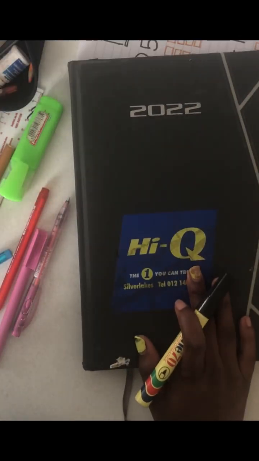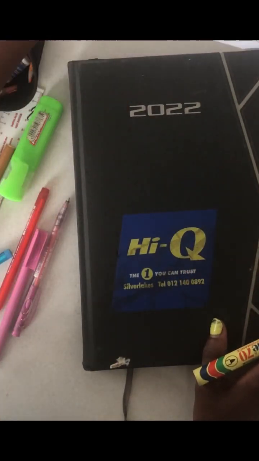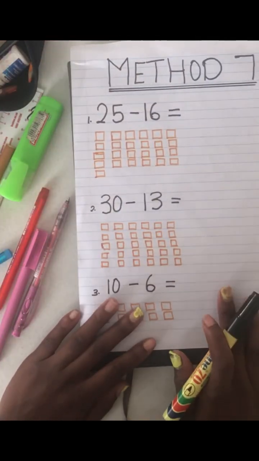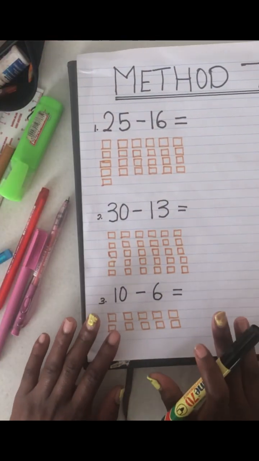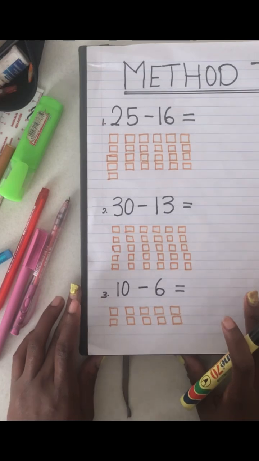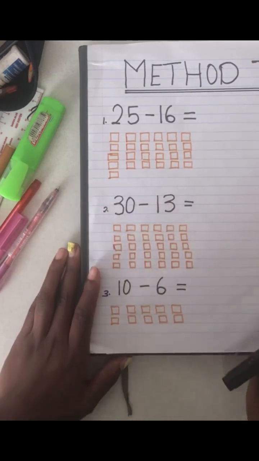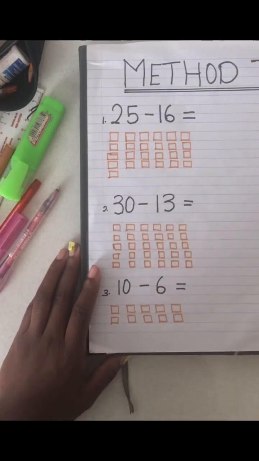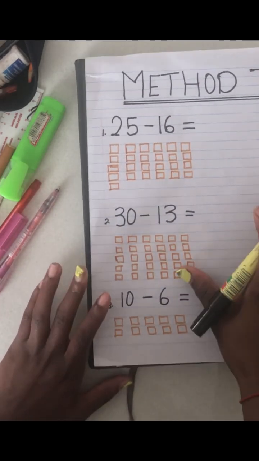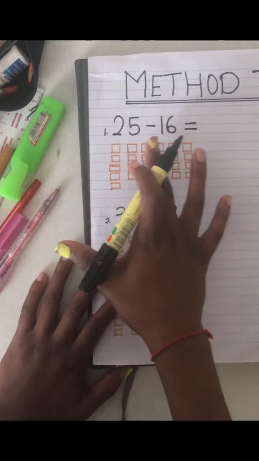So the last method that I have here is the cube method. So this one is kind of very easy, but we know that we are not the same. So some of the other kids can understand this method better, right? So number one, it says 25 minus 16.